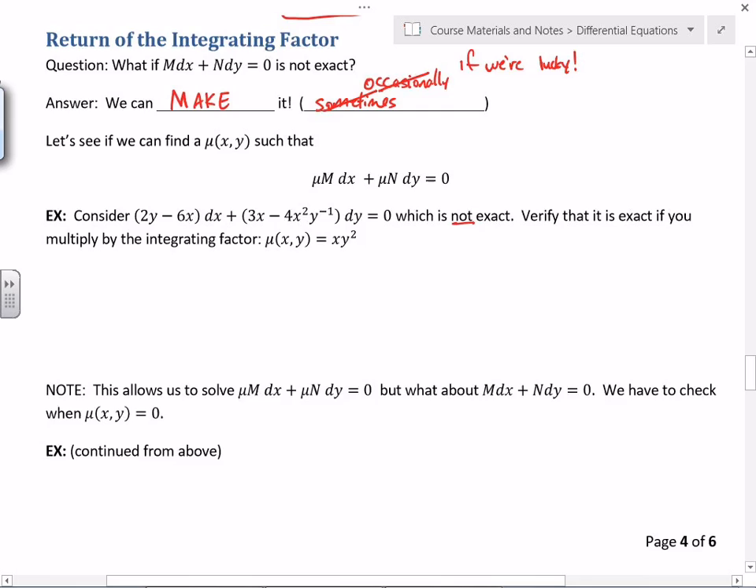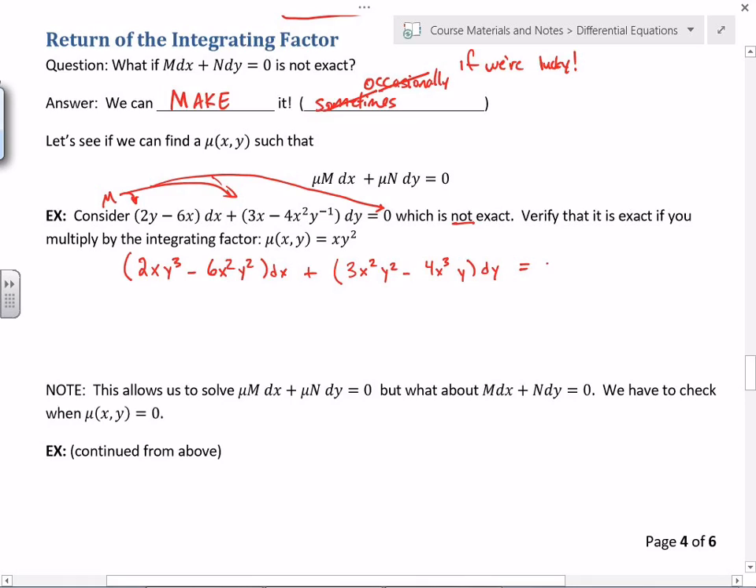So if I multiply through by it, I get 2x y cubed minus 6x squared y squared dx plus 3x squared y squared minus 4x cubed y dy equals everything. You see what I'm doing? I'm multiplying mu times both sides. Mu times 0 is 0. Double check those powers that I got those right.